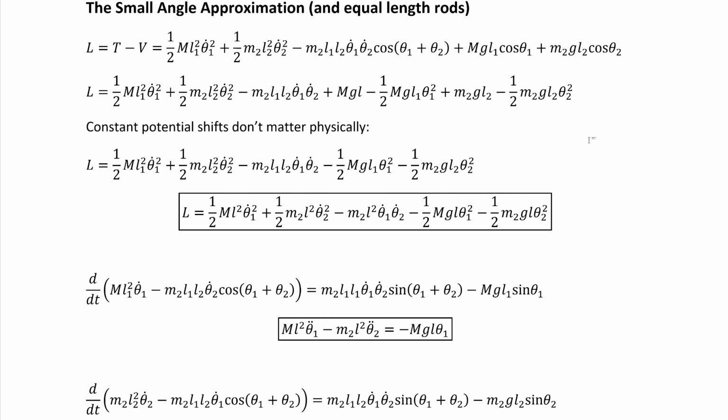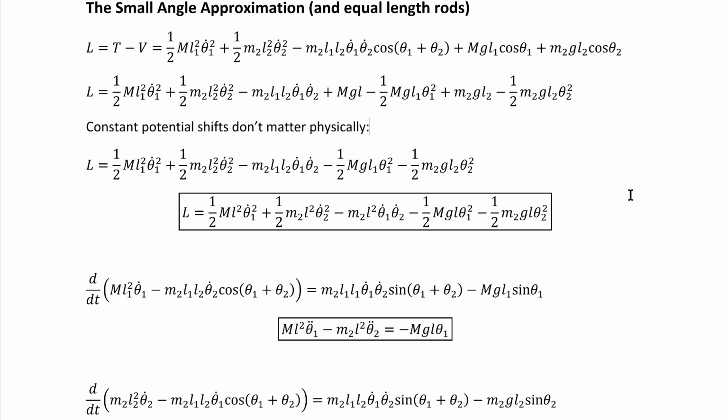Now, you can do this in 2 ways. You can either expand the Lagrangian to quadratic order and then calculate the equations of motion from that, or you can expand the equations of motion we got from the original Lagrangian to linear order. Either way works. It doesn't really matter. I've written out both here.